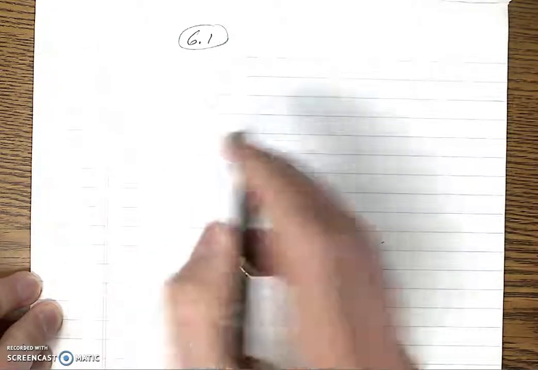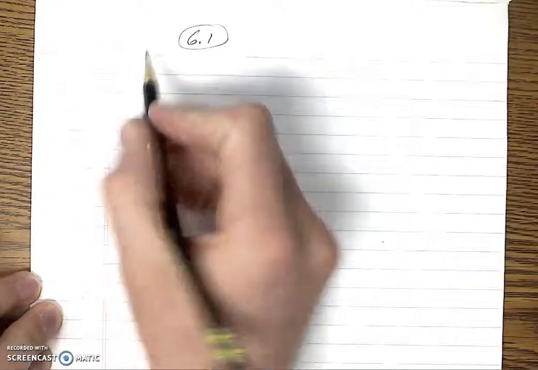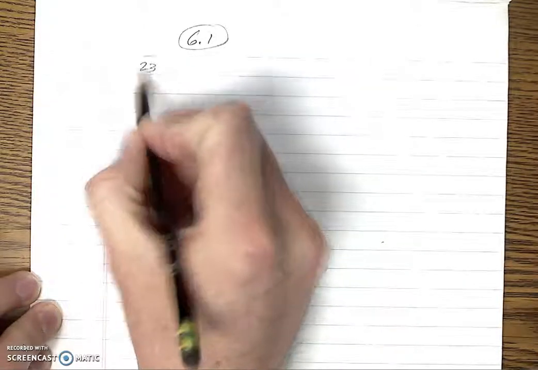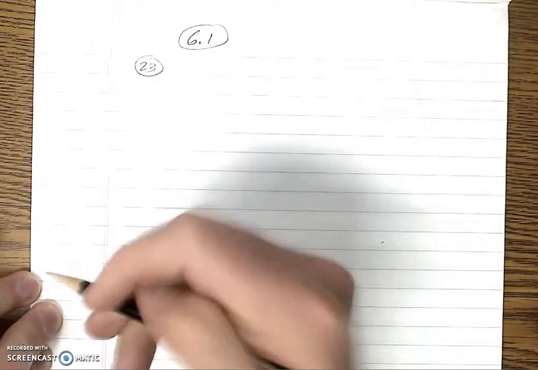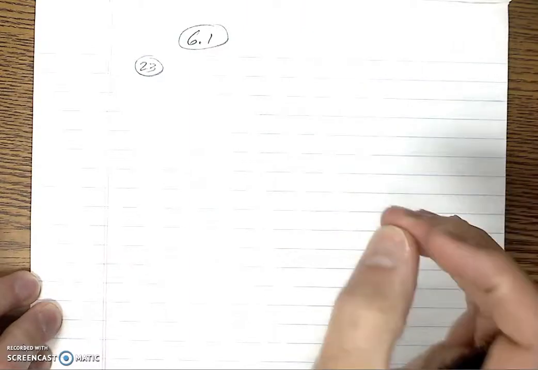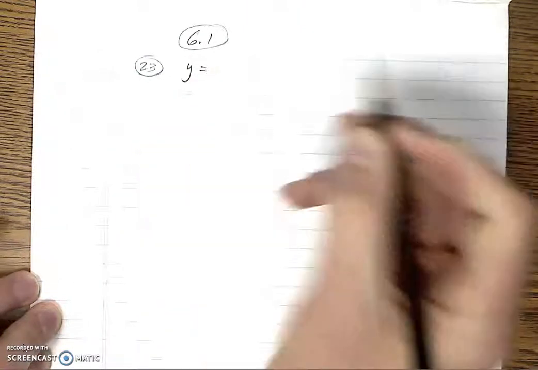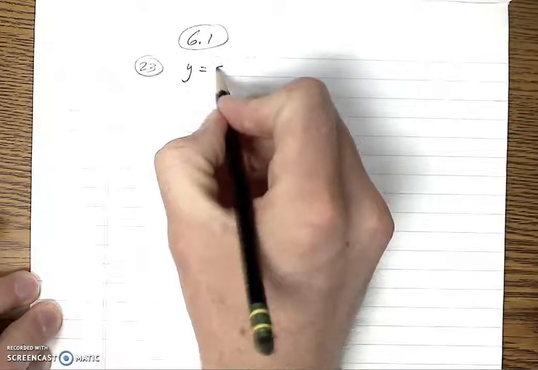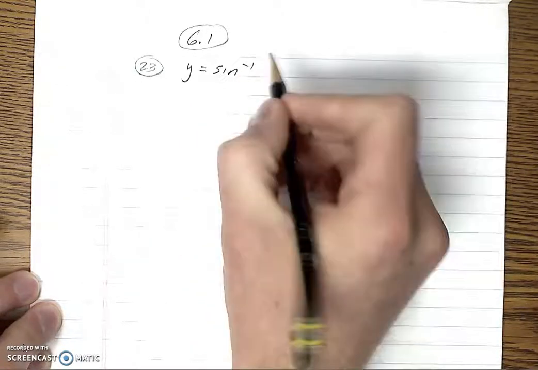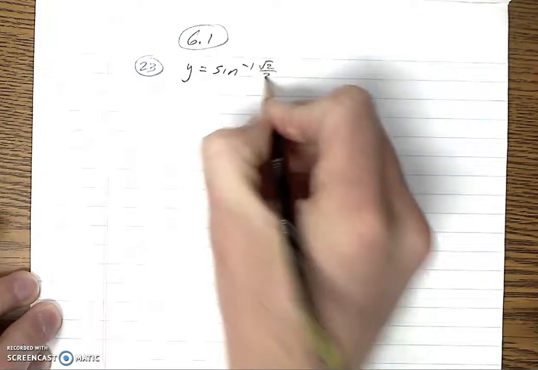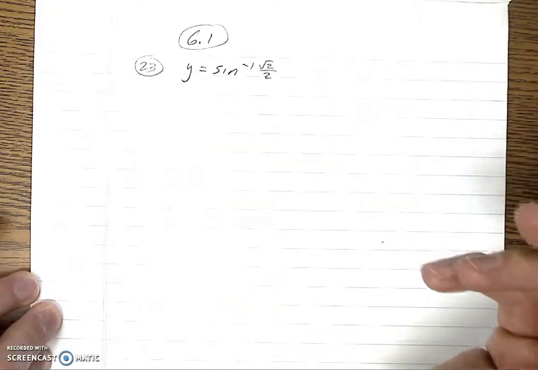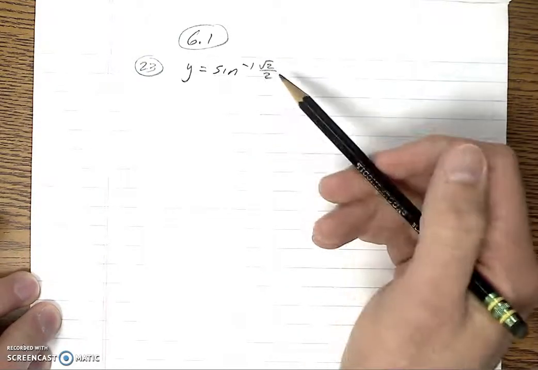But real quick, let's just look at, there's actually two problems that were not assigned, but they're very similar, and it helps kind of bring back some of the notes that you received. First is basically find y without a calculator if it's the inverse sine of the square root of 2 over 2. And this is the way it's written.